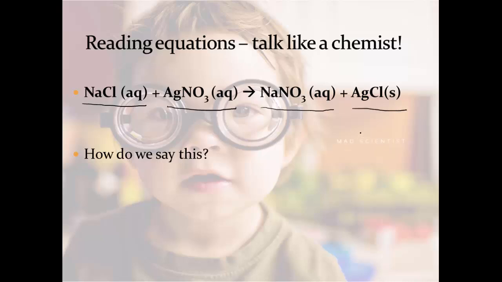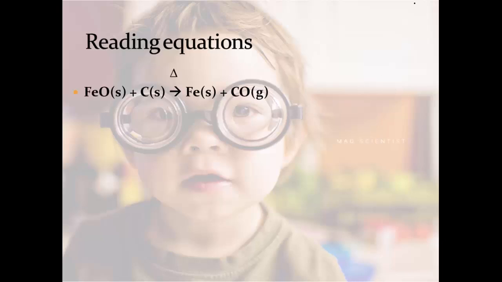Okay, if we wanted to get really specific, technically, because we're mixing two aqueous solutions together and we're creating a solid, we could say that the silver chloride was a precipitate. PPT is the abbreviation for that. So if we were to practice this one, we would say solid iron 2 oxide reacts with solid carbon under heat to produce solid iron and carbon monoxide gas.